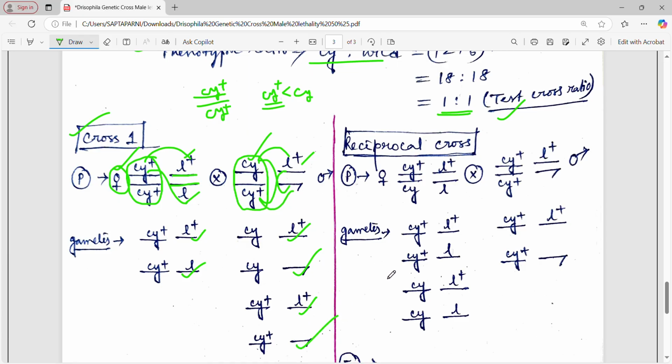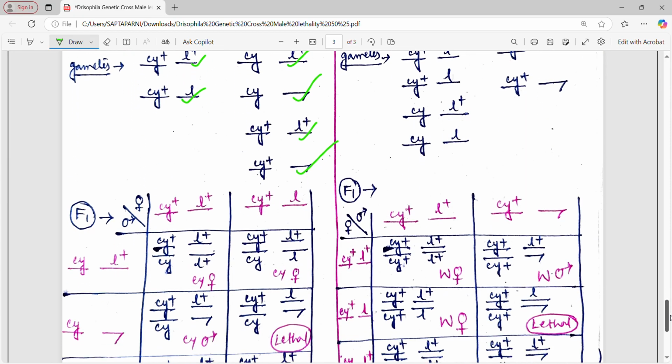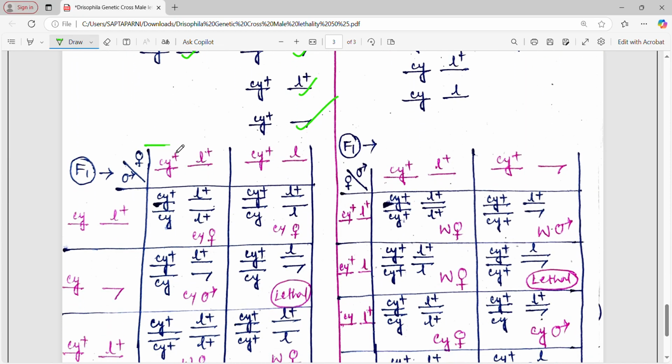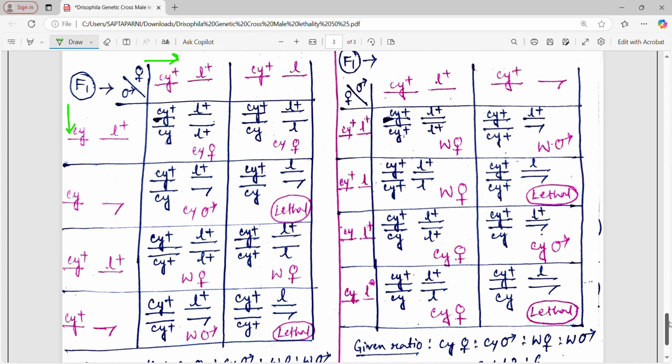So when we are doing the cross, putting the female gametes on the upper side and male gametes on the lateral side, we can see that 8 progenies could be formed. Here see the cross. The first one is carrying Cy+ Cy, that means it is Curly, having 2 X chromosomes, Curly female. The second one, Cy+ Cy, is also Curly with 2 X chromosomes, so Curly female. Then the third one, Cy+ Cy, is Curly with 1 normal X chromosome and Y chromosome, Curly male.